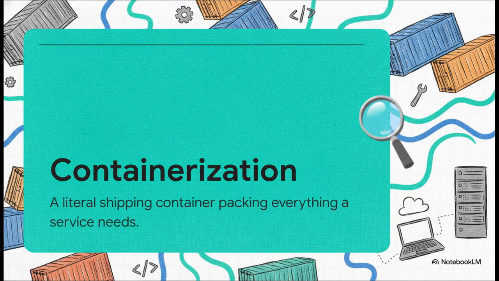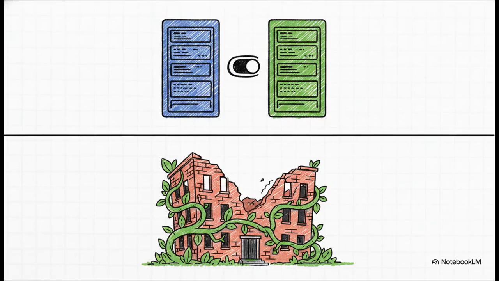Well, first, they use containerization with tools like Docker. Think of it as a literal shipping container for code. It packs the code, the tools, the whole shebang, everything the service needs into one standard virtual box. This guarantees the service runs exactly the same way on a developer's laptop as it does on a massive Google or Amazon cloud server.